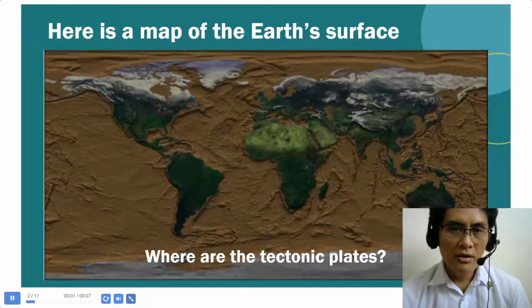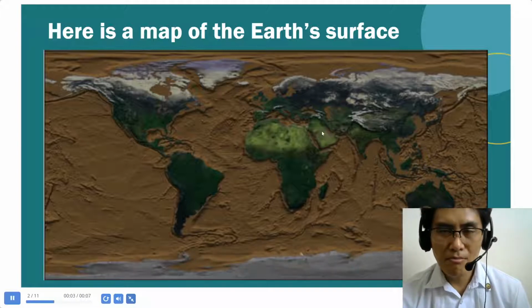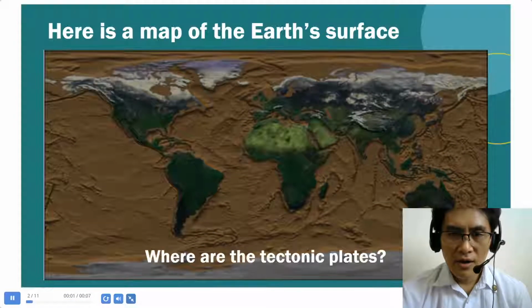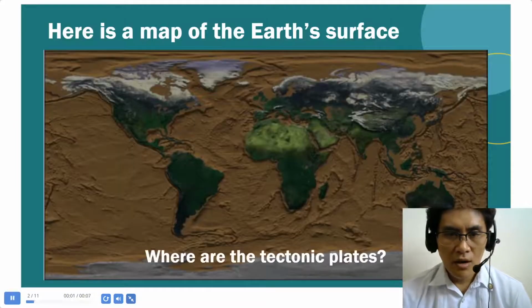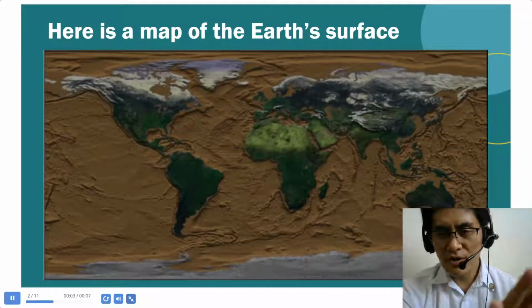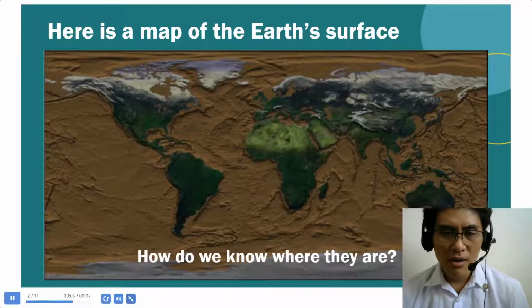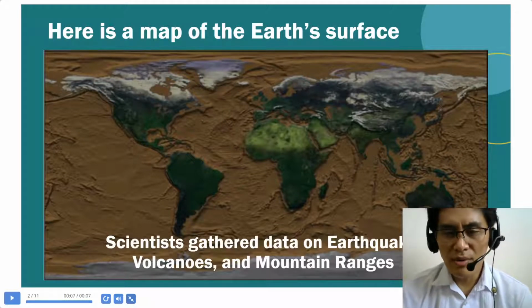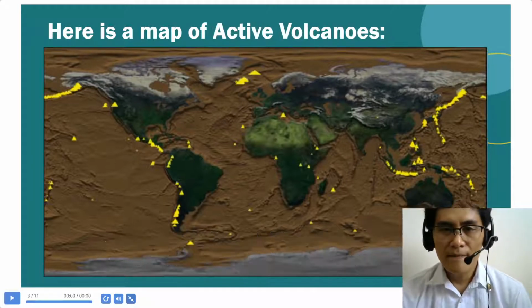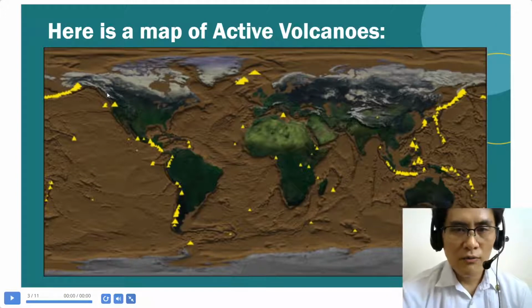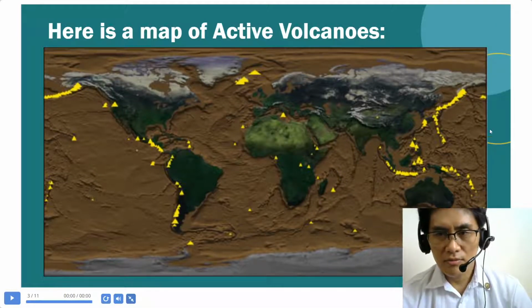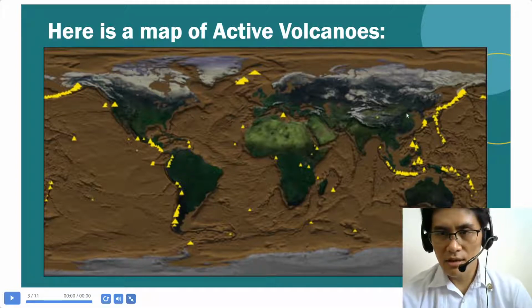So here's the map of the surface of the Earth, and we know that there are tectonic plates somewhere in the map, but how do we know where they are? Well, we know them because scientists have gathered data from earthquakes, volcanoes, and mountain ranges. So this is what they saw. If you plot out all the active major volcanoes right now, you can see all of them in the map.